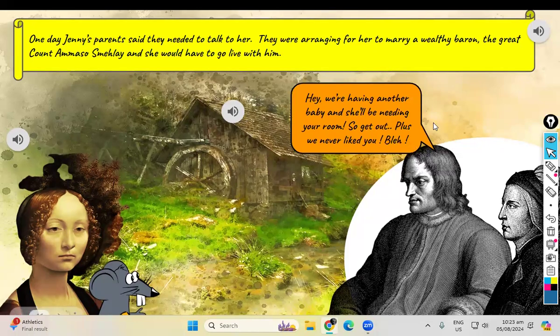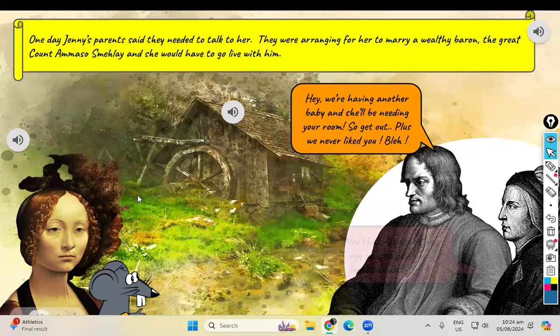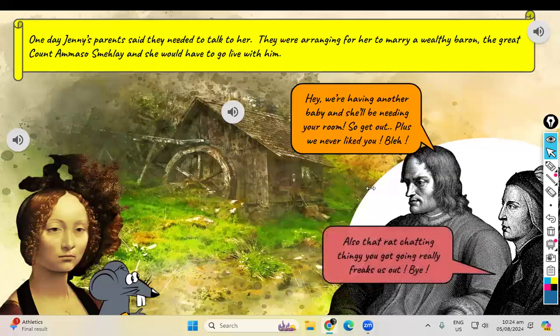All right, so things are not going too good for Jenny. But don't worry, Jenny can always sing to make herself feel better. So after receiving the news, and plus talking to rats is really freaking them out, so they want her out of the house. So how does she respond to the news? Let's see.